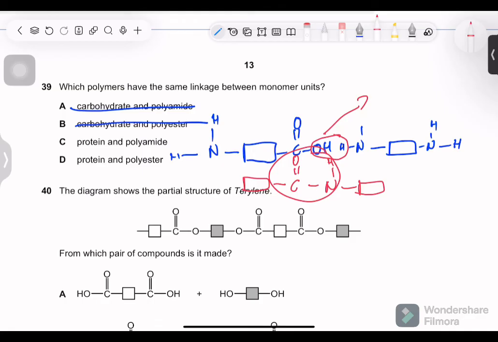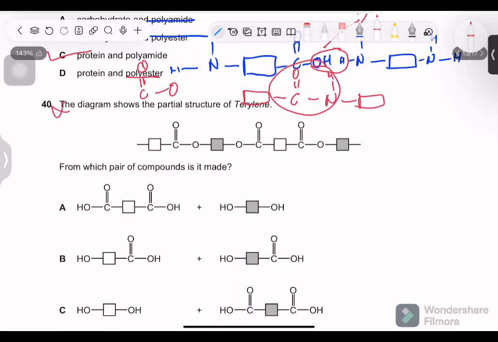This is the same linkage which is present in polyamides, which have two different monomers: a diamine in which both sides contain amine groups, and a dicarboxylic acid, in which both sides contain acid. So when they both combine, the same thing happens. So proteins and polyamide is the correct answer. In ester, the bond is COO, not containing nitrogen. So this is again not in your syllabus anymore.